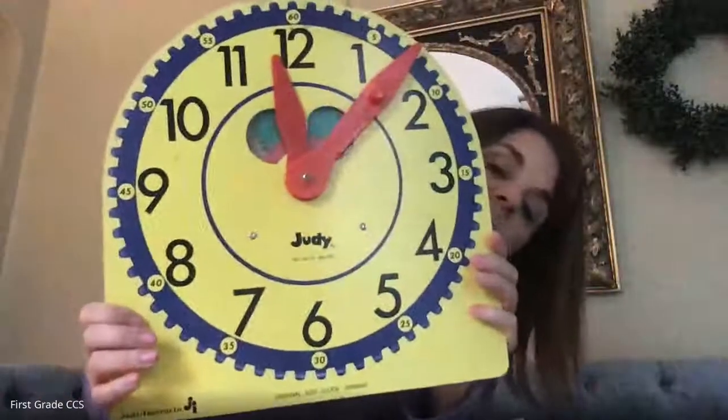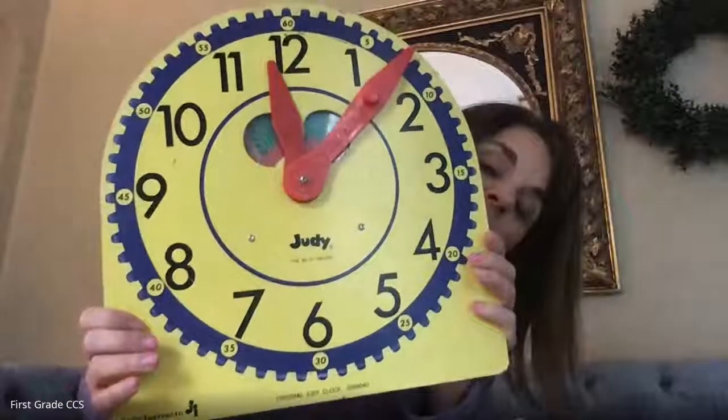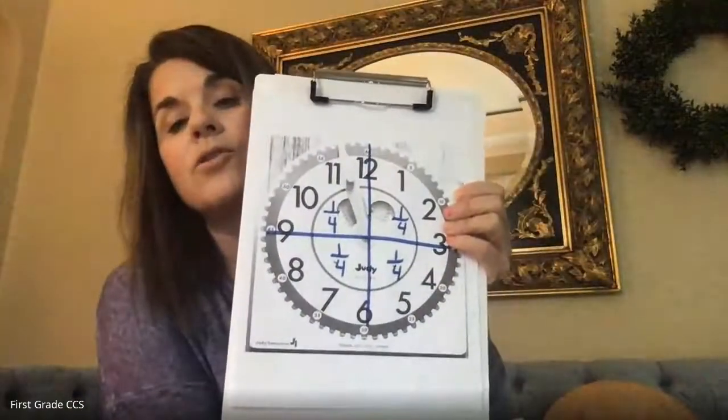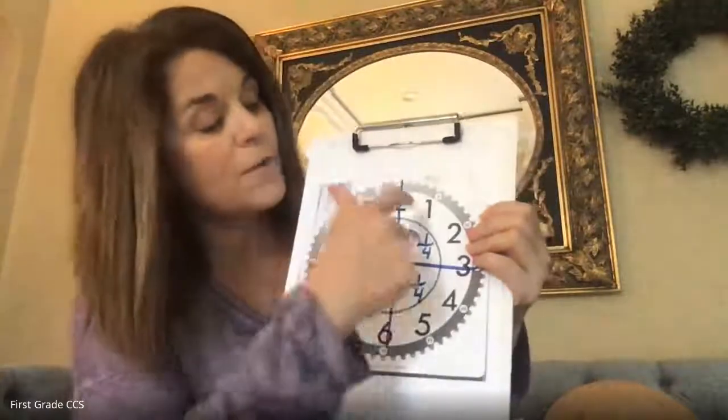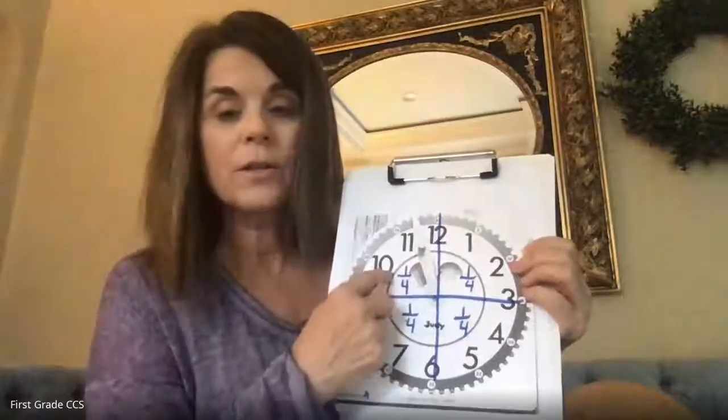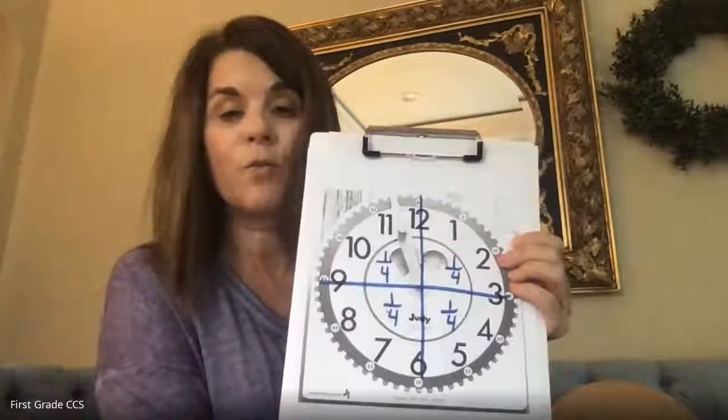Remember this old friend from our classroom? We're going to look at this, but what I did was I took a picture of it and I divided my clock into fourths or quarters. Four quarters are the same as fourths.